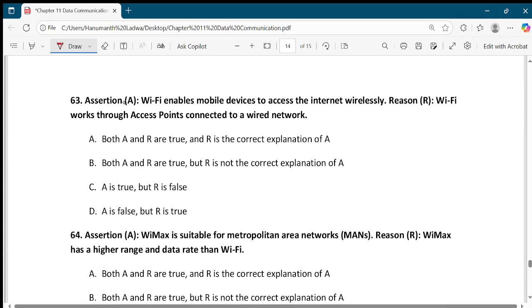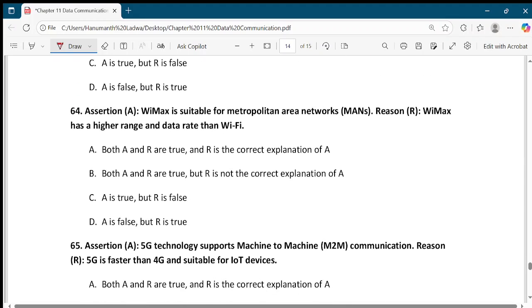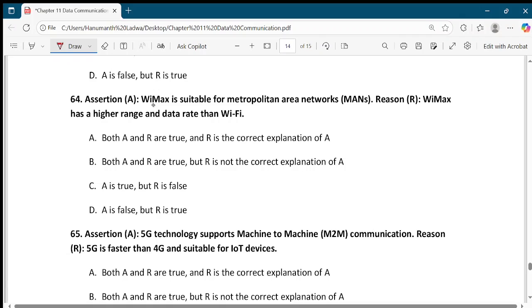Question number 63. Assertion A. Wi-Fi enables mobile devices to access the internet wirelessly. Yes, this is true. Reason R: Wi-Fi works through access points connected to the wired network. Yes, this statement is also true. Hence, option A, both A and R are true, and R is the correct explanation of A is the right answer.